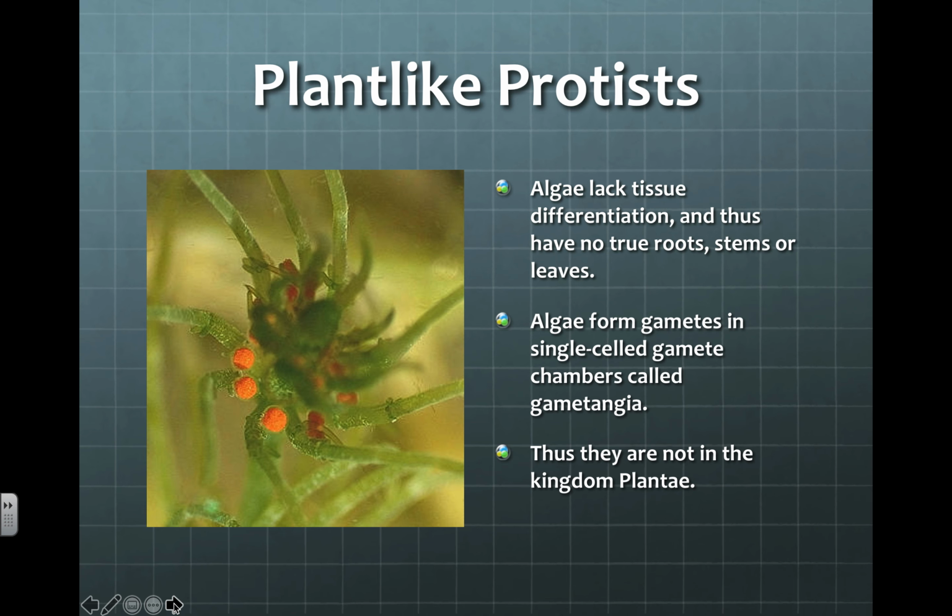What they do is they form gametes in a chamber called a gametangia. And the gametes are different than what you would see in plants. So this is another reason why they are not in the plant kingdom. And to the left there, you can see a closer up picture of what algae looks like.